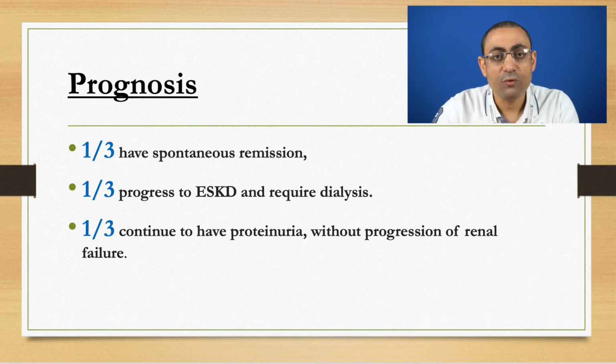Regarding the prognosis of membranous nephropathy, a third of patients have spontaneous remissions, and another third progress to end-stage kidney disease and may require dialysis. The other third continue to have remission and relapse of proteinuria without progression to renal failure.